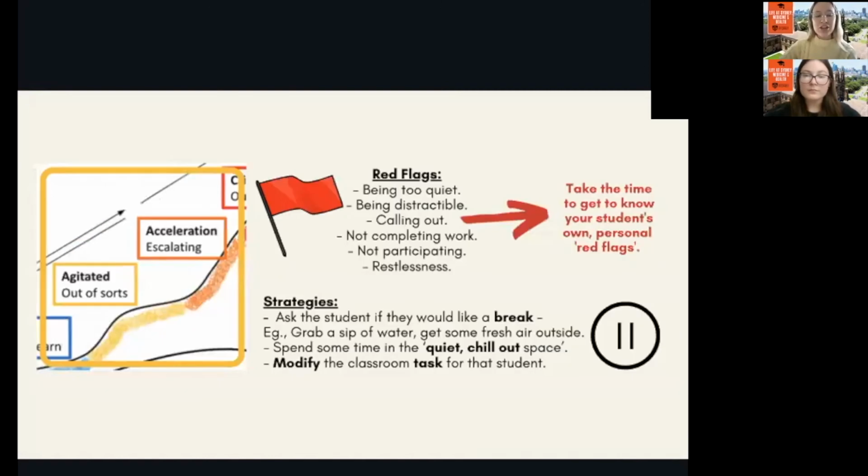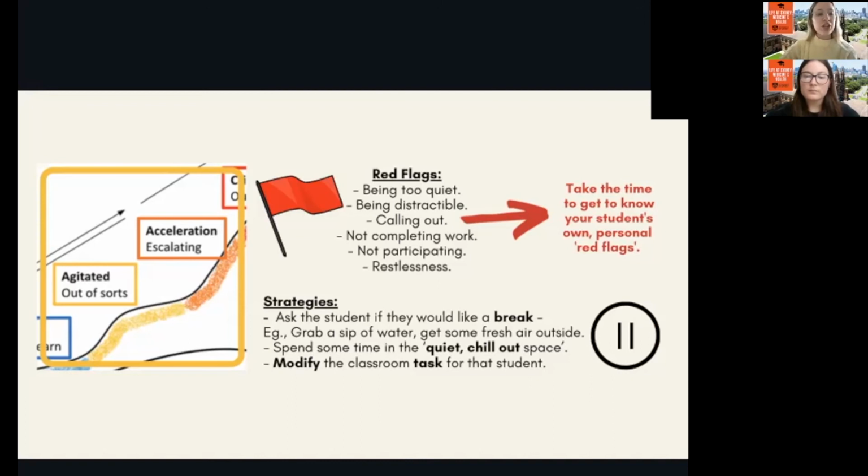Students in this stage may show red flags of unhelpful behaviours: being too quiet, being distractible, calling out, not completing their work or participating in tasks, and being restless. Every child's behaviour and ways of expressing how they're feeling is different. So it's important that teachers take the time to get to know their students and the ways in which they, although indirectly, let them know that they're not quite in that ready to learn state.